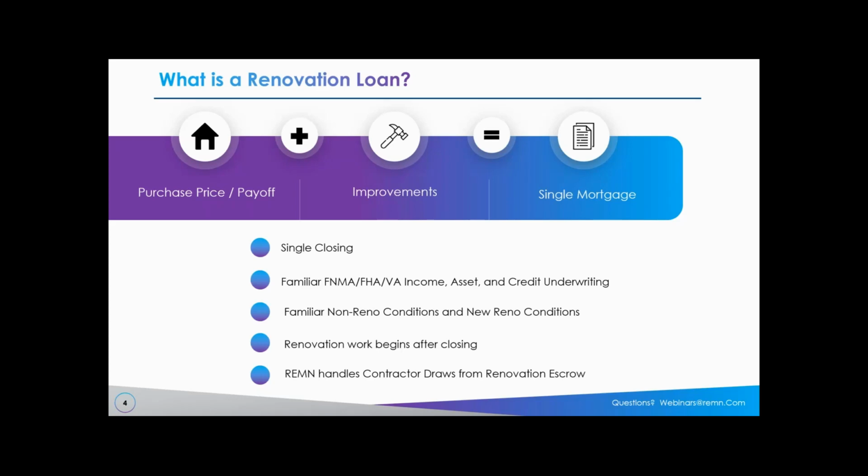And you're dealing with the same income, asset, and underwriting criteria as you would on a normal Fannie Mae or FHA or VA loan. We're just going to teach you the new reno conditions. The work begins after closing, and REMN will handle all those draws for you.